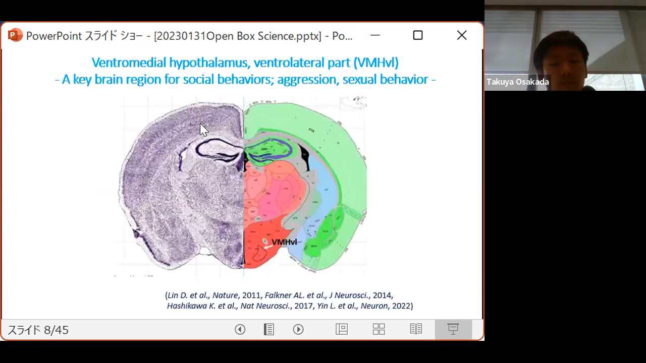There are some brain regions activated during defeat events, but here I want to introduce one of the regions in the hypothalamus, because we have a special eye on it. This region, shown on the top, is the ventrolateral part of the ventromedial hypothalamus, VMHvl. We say that VMHvl is a key brain region for social behaviors. It controls aggressive behaviors in both male and female, and this region also controls sexual behavior as well.